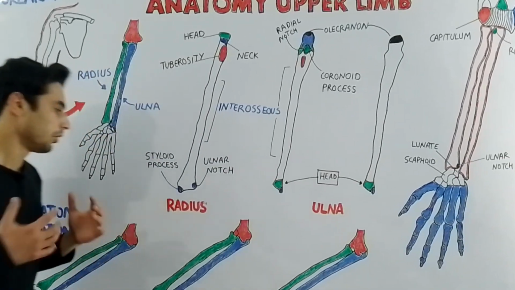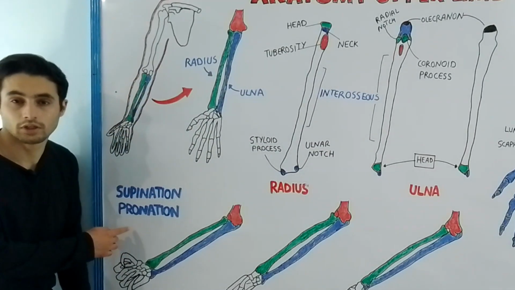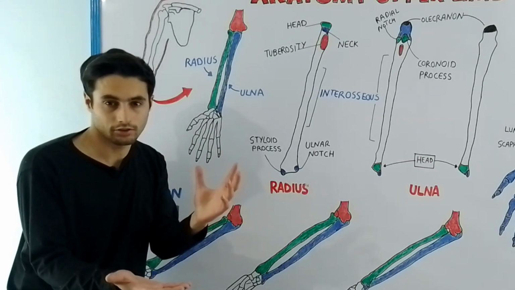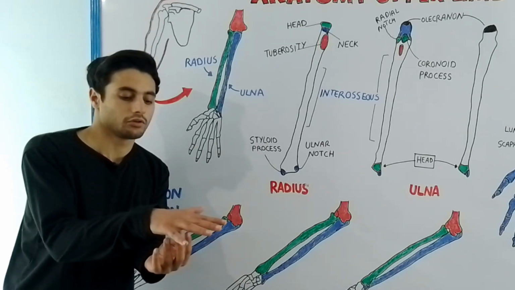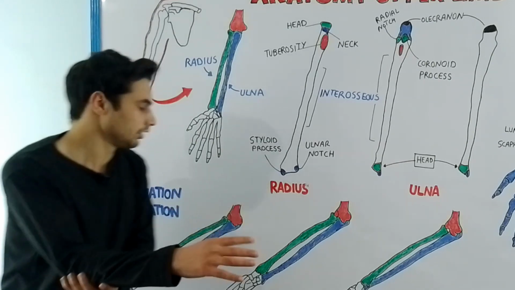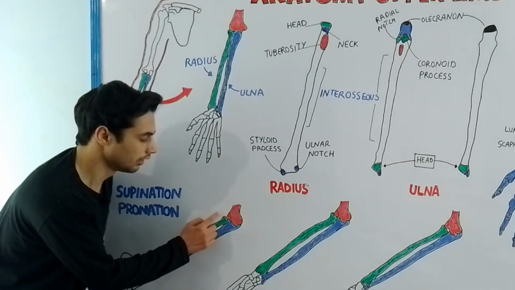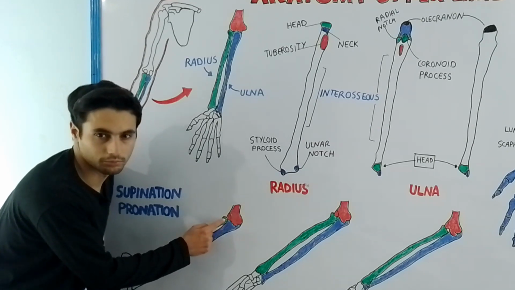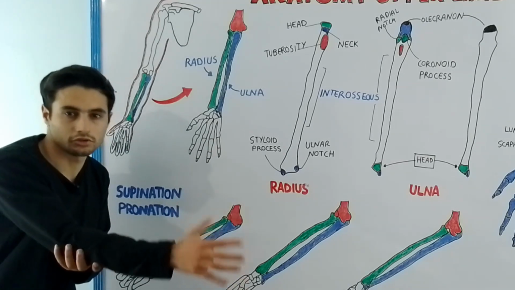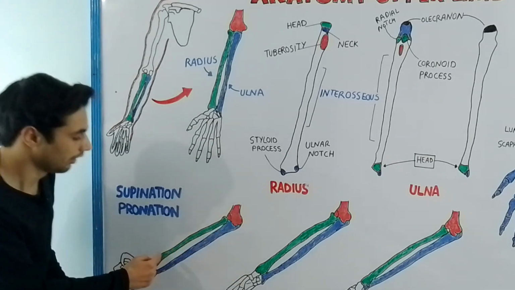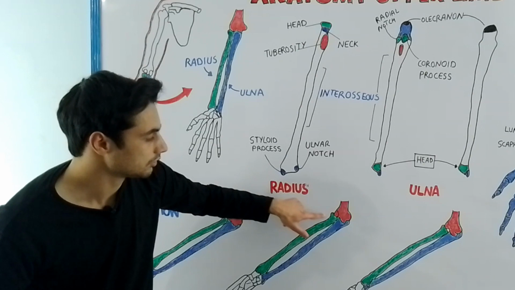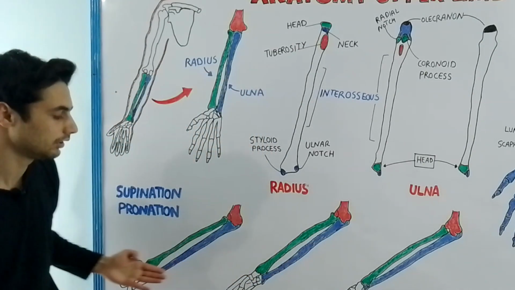Now, there is a very important action which is known as supination and pronation. Supination is when your palm is facing anteriorly, and pronation is when your palm is facing posteriorly. During supination and pronation, the head of the radius bone will rotate on the capitulum which is present on the humerus bone. So during this action, the head of this radius bone is rotating on this spherical structure which is known as the capitulum.